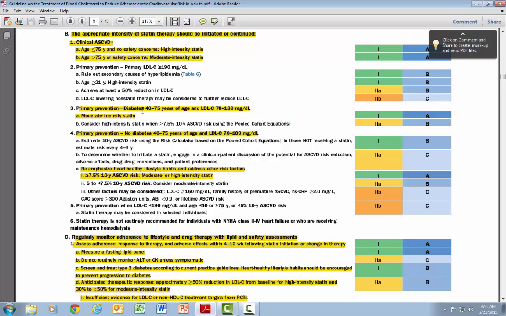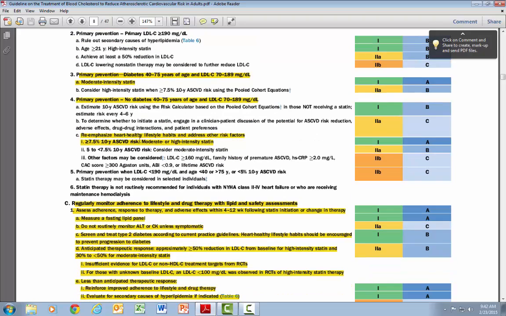So therefore, if you're already a diabetic, you should not start high intensity statin. On the contrary, you should start atorvastatin 40 milligrams. Okay? So diabetics, moderate intensity statins. Re-emphasize lifestyle modifications all the time. Okay?